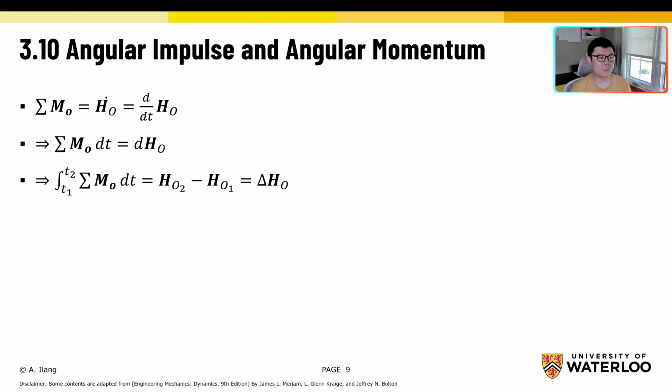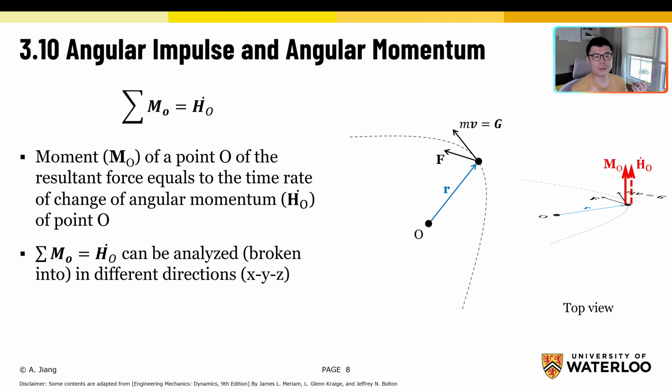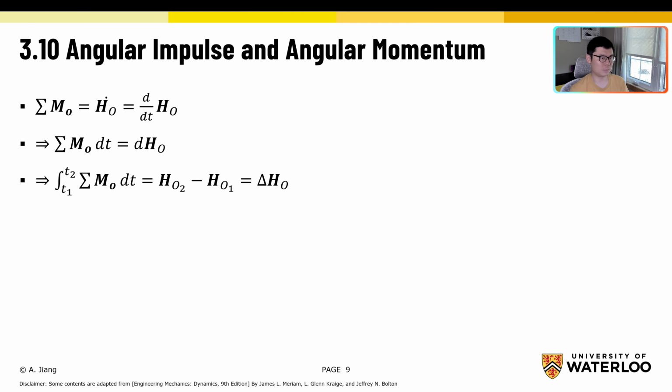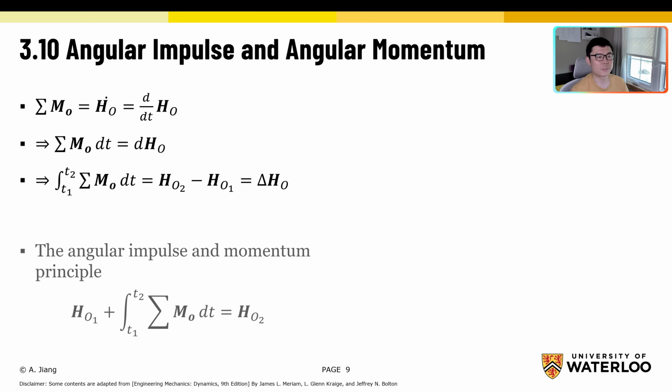Same as all other variables, sum of MO and HO dot can be analyzed or broken into different directions, x, y, z, as needed. Now, we can proceed with taking the integral of this equation. As I said, lots of calculus here. Then we can get the change in angular momentum calculated between time t1 and t2. This equation is called the angular impulse and momentum principle.